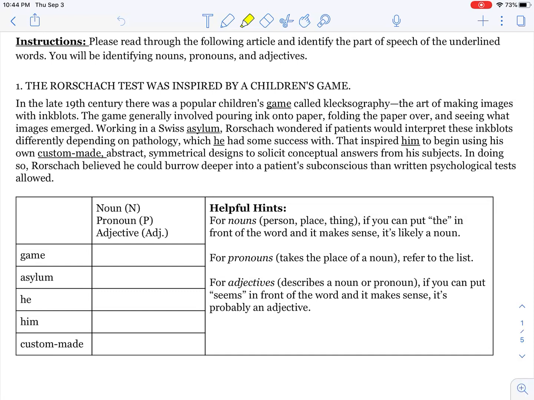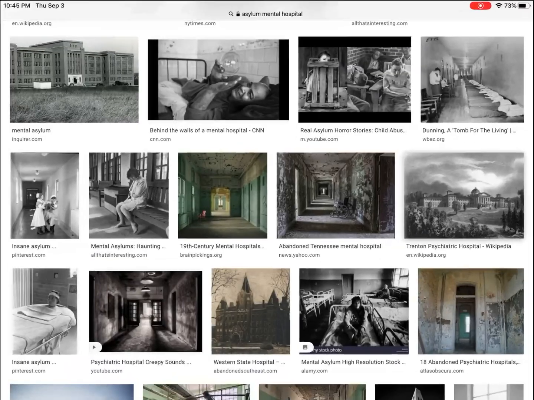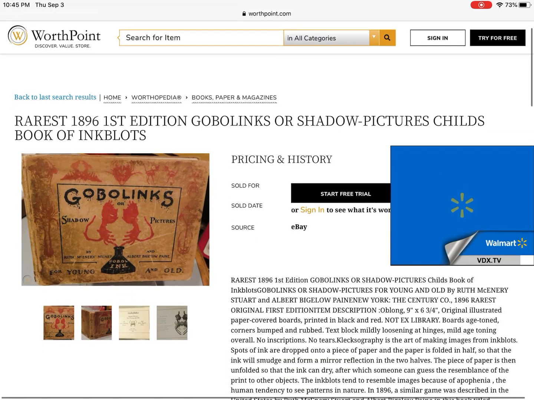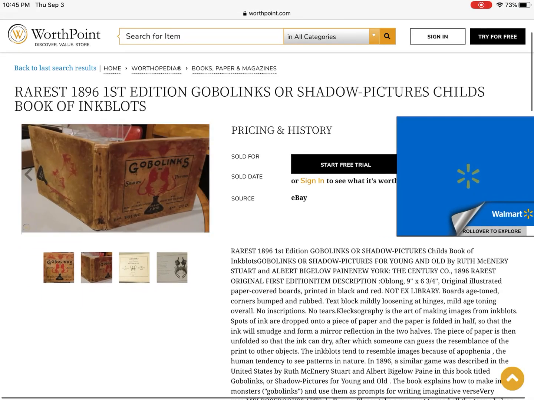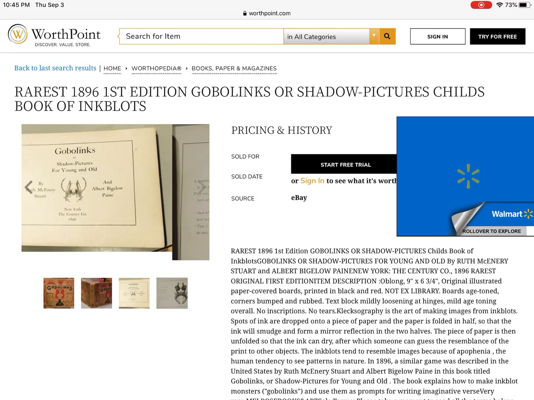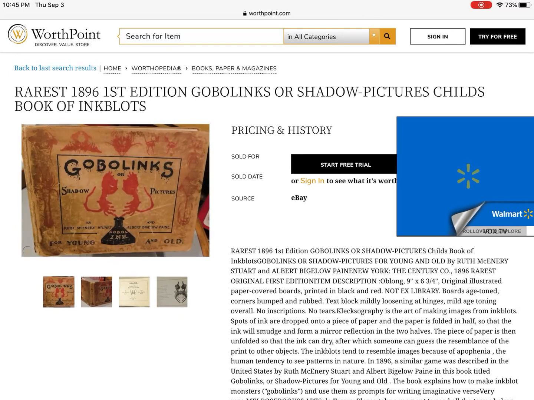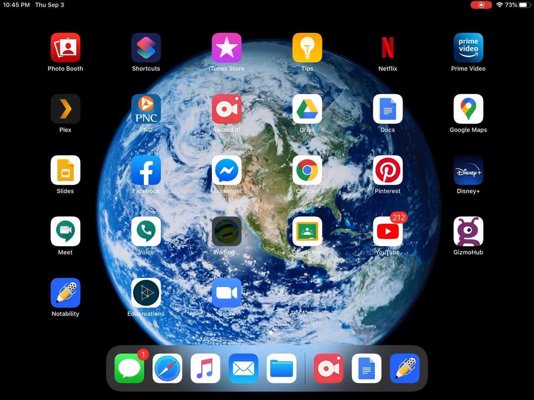So it says, in late 19th century, there was a popular children's game called klexography, the art of making images with ink blots. So I do want to show you, I looked this up, klexography. This is the book right here. It's from 1896, I believe. So when it talks about the children's game klexography, that's what they're talking about.